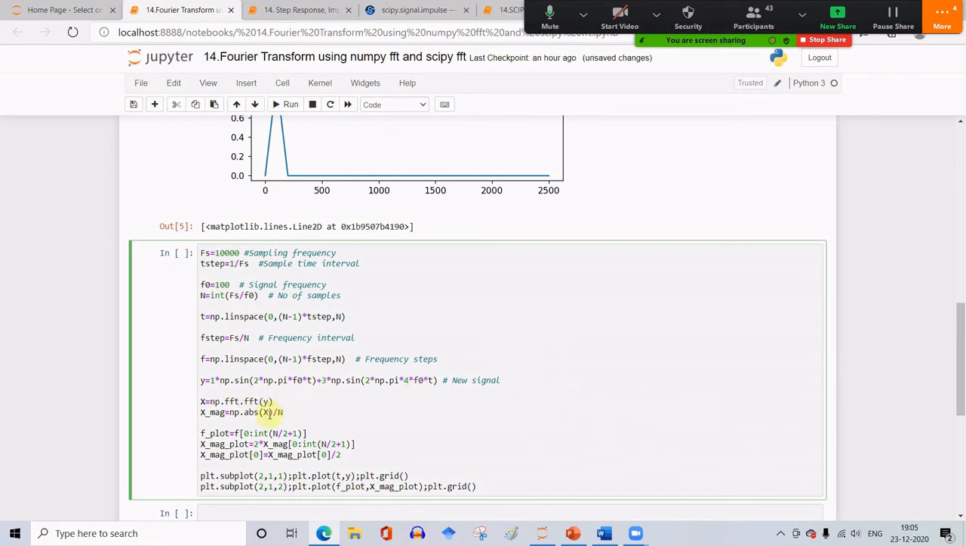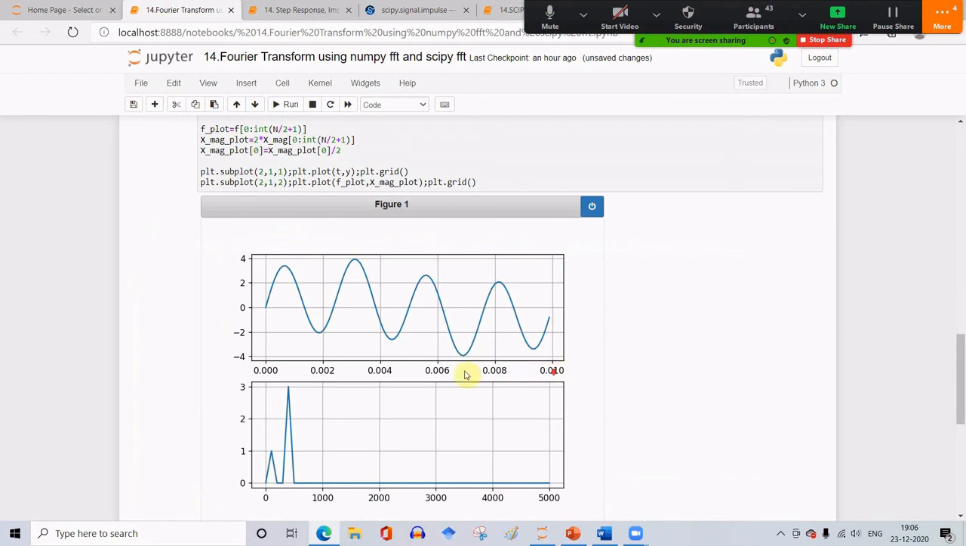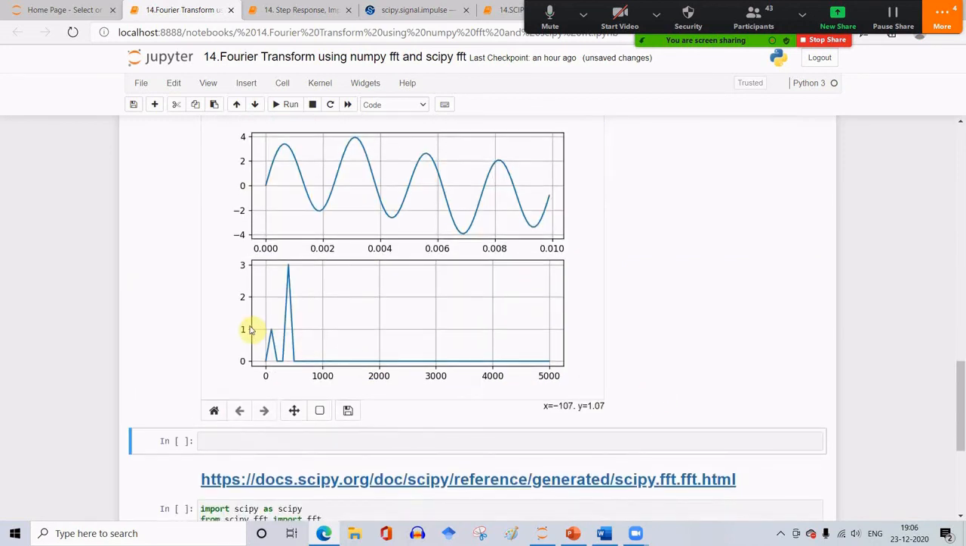And if I do the same FFT process and plot it, I must get this FFT plot with peaks at two frequencies, one at f naught and the other at 4 times f naught. So yeah, my f naught is 100. So two peaks I'll get at 100 hertz and 400 hertz. So you see here, this is at 100 hertz. See, x is 92, y is 1.01. The amplitude is 1. And at 400 hertz, it is 3 as expected.